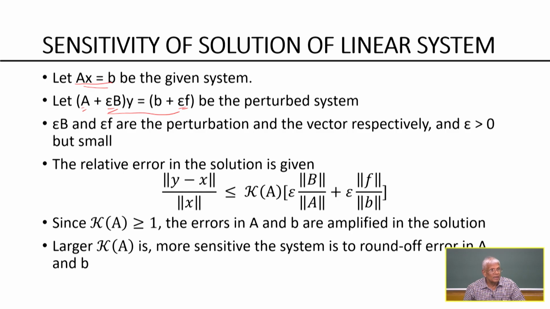Are you all with me? This is not your problem, this is a problem of the computer. Why? Finite precision arithmetic: not all real numbers can be stored exactly. So the problem is dirty as soon as you enter the computer. You perturb the problem. So epsilon b and epsilon f are the perturbations of the matrices and vectors. Epsilon is a small number.